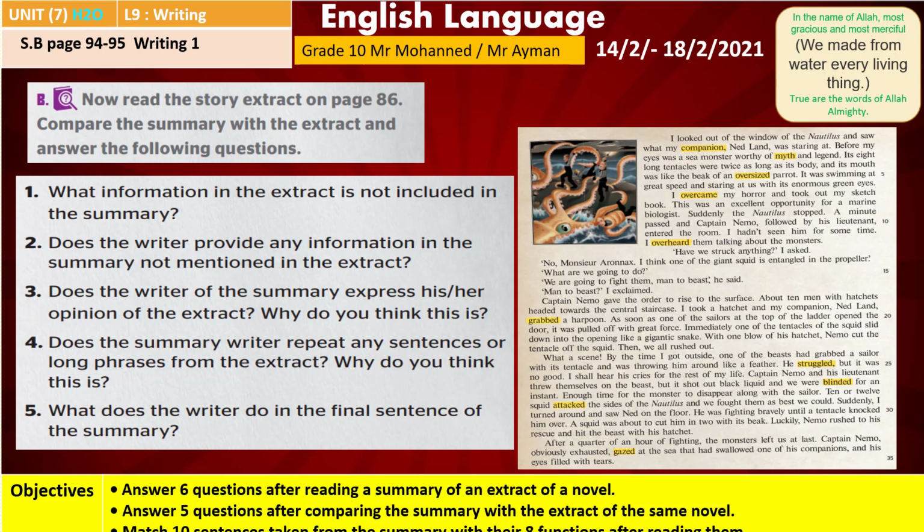What information in the extract is not included in the summary? A summary is a piece of writing that is without details. So I think the details are not mentioned. Yes, details and minor characters. Yes, minor characters are not important, like the sailors. Does the writer provide any information in the summary not mentioned in the extract? I don't think so. No, he doesn't.